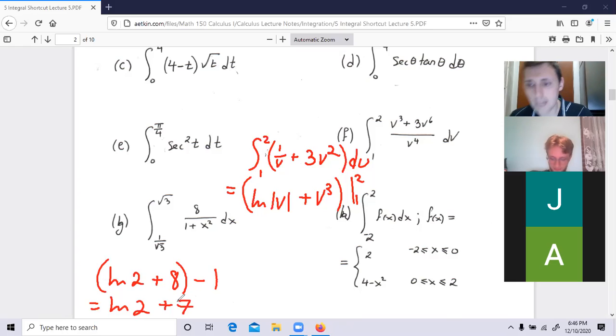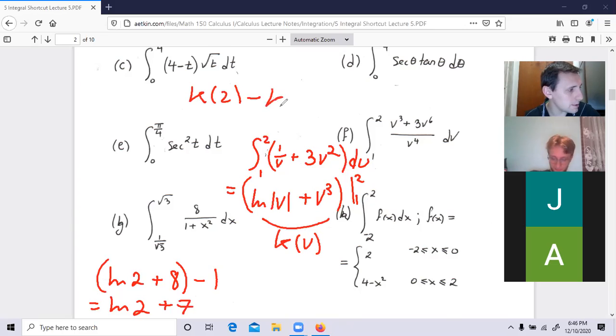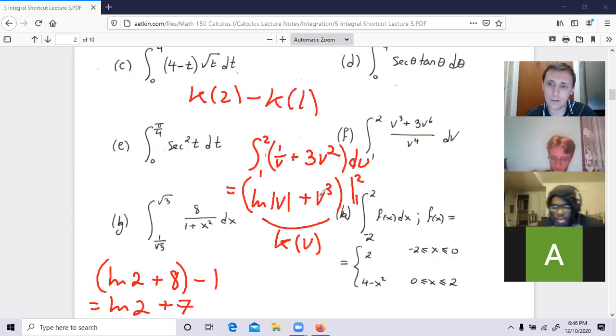You see, guys? This should take you 1 minute, no more. Why minus 1? Because I subtract this expression at 1. If this is, let's say, k of v, then I evaluate k of 2 minus k of 1. So this minus 1 is ln of 1 and 1 cubed, and I subtract that.